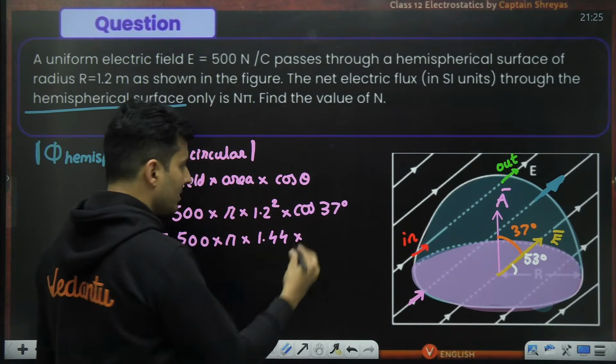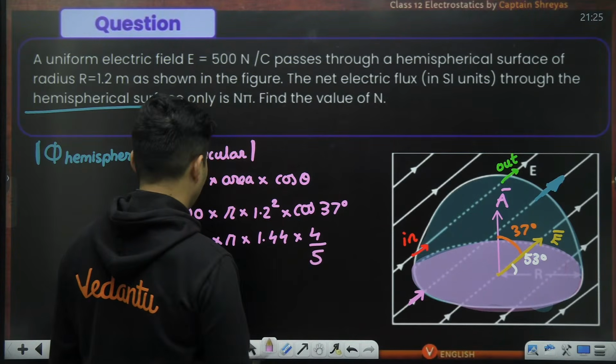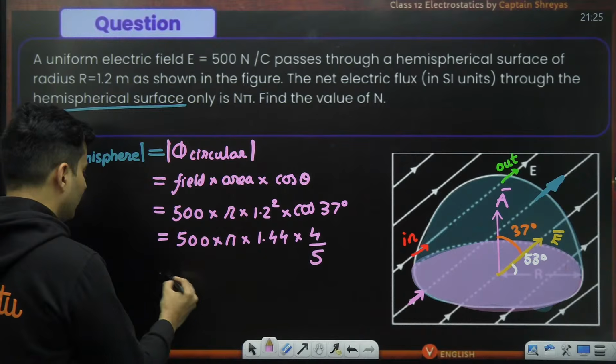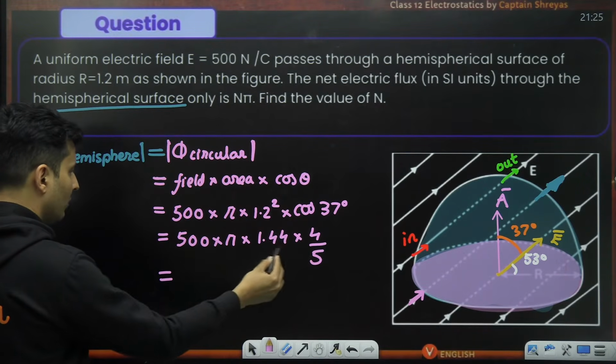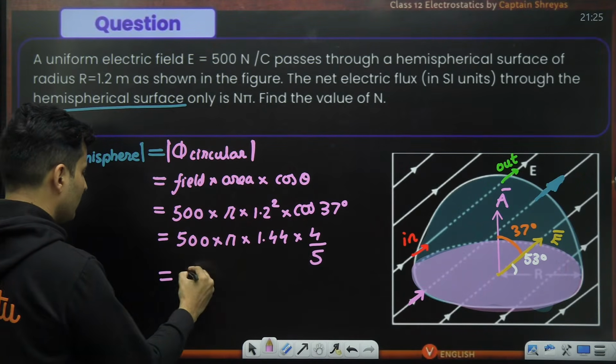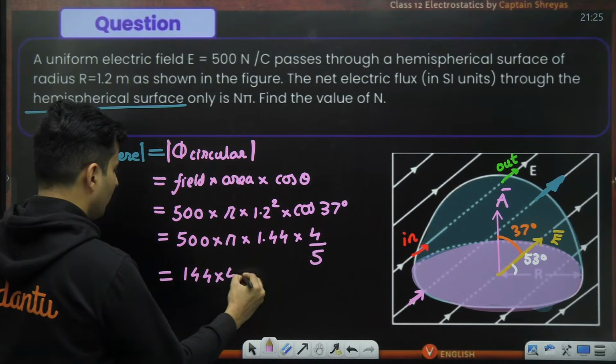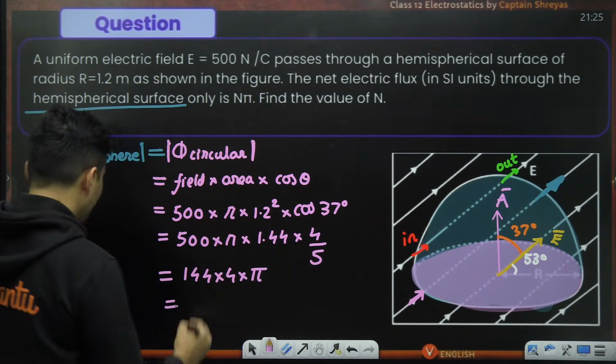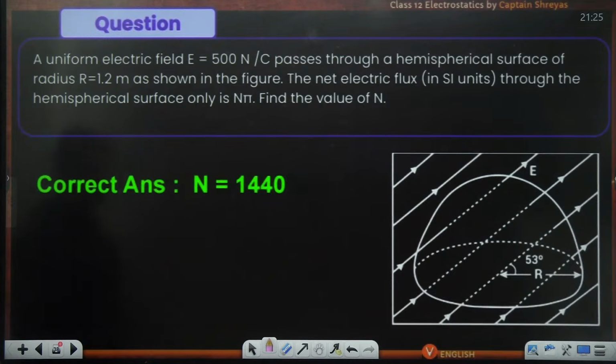What is cos 37? That is nothing but 4 by 5. That's it. So do the math and you will get the answer. This 1.44 cancels, this 5 also cancels. So it will become 144 multiplied by 4 multiplied by pi, which is going to come out to be 1440.